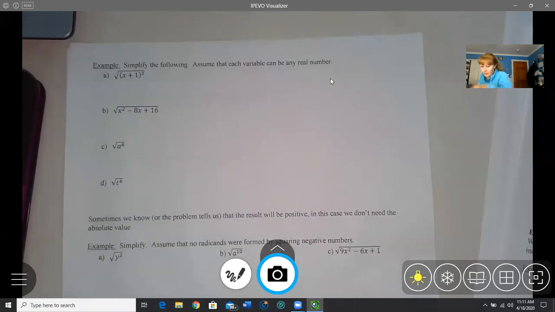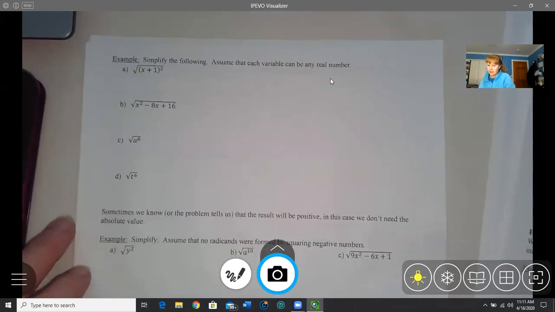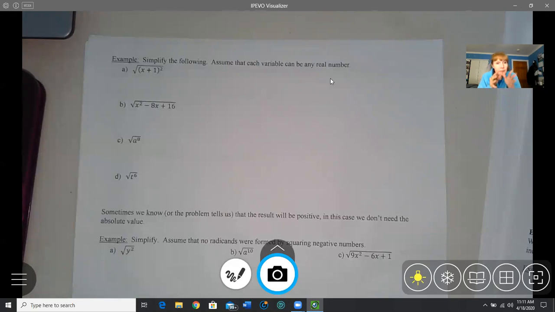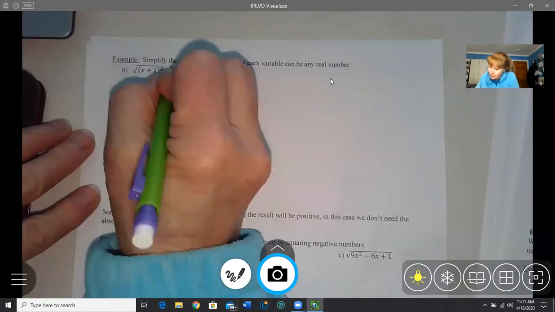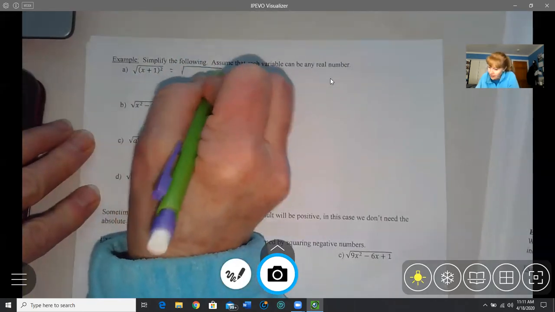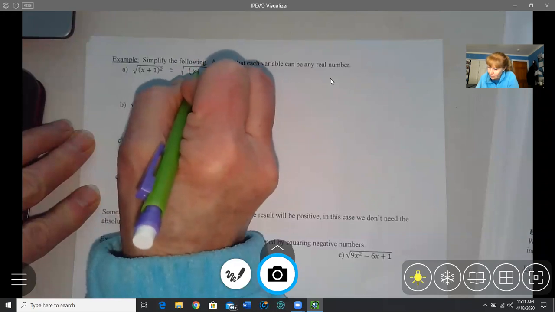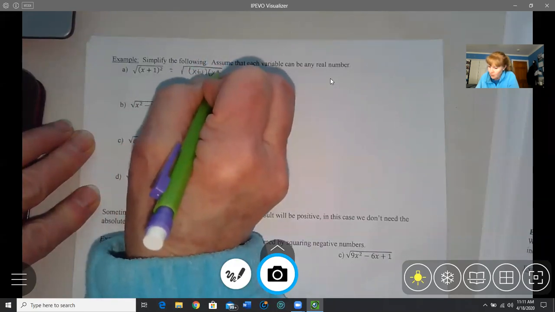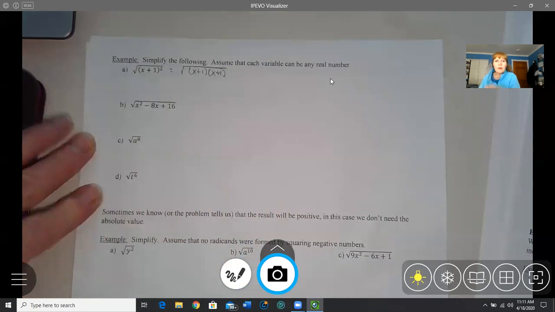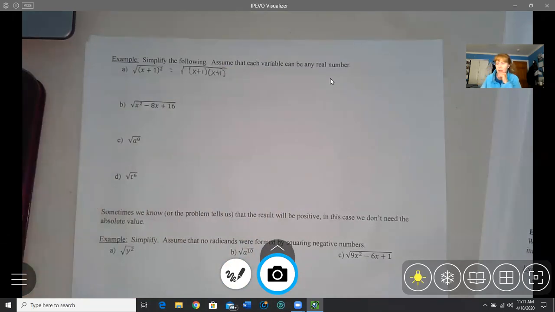All right, let's look at some more examples of that here. And I may come back to this, or maybe do some other ones over here. Okay, I have x plus 1 quantity squared. What this means is I have 2 x plus 1s underneath the radical. This could be rewritten as x plus 1 times x plus 1. Remember, that's what the squared means, is I have 2 of those.